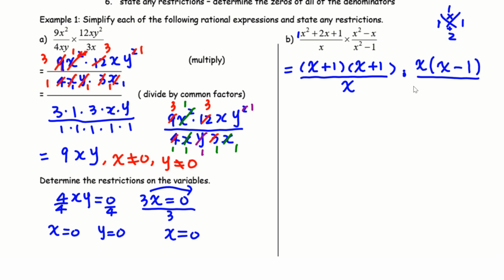X squared minus 1, we call this difference of squares. Put the square root of each term in the bracket. X times x gives you x squared. 1 times 1 gives you 1. And the difference of squares gives you 1 plus, 1 minus. So plus 1 times minus 1 gives you minus 1, plus x minus x gives you 0x.